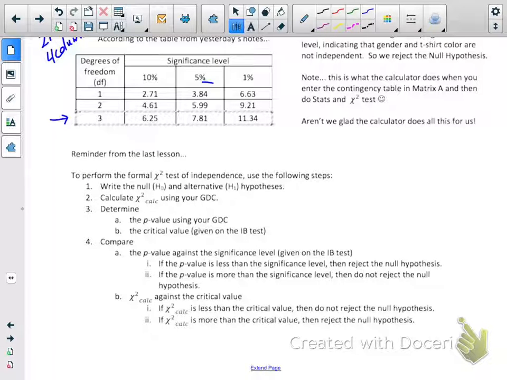So, reminder from yesterday, we're going to write out our hypotheses. We're going to calculate that chi-squared value using the graphing calculator or determine the p-value. Today we're starting to focus on that chi-squared. They're going to give you a critical value to compare your chi-squared to, or a significance level to compare the p-value to. For today, if the chi-squared is high, we're going to reject because it rhymes, and that's kind of clever. If the p-value is low, because p is probability, we're going to reject.